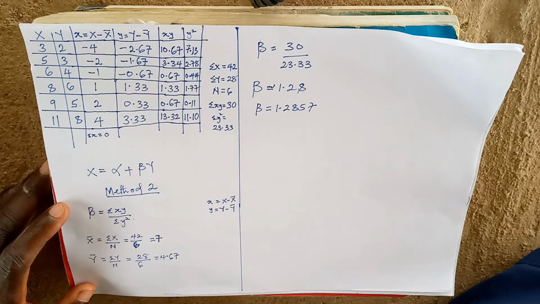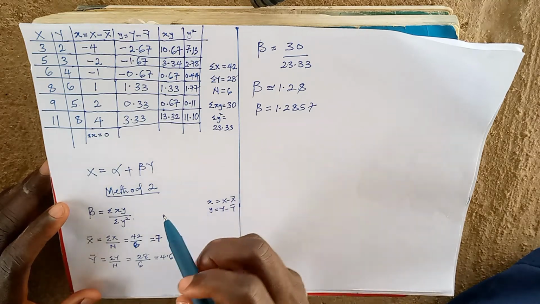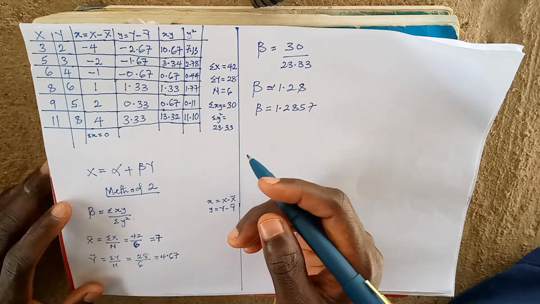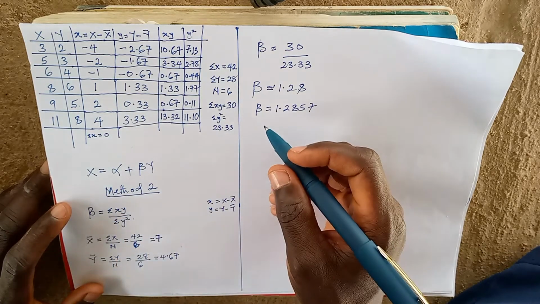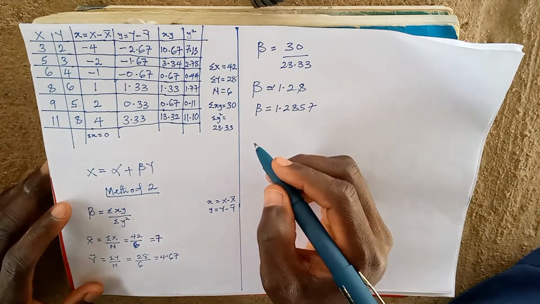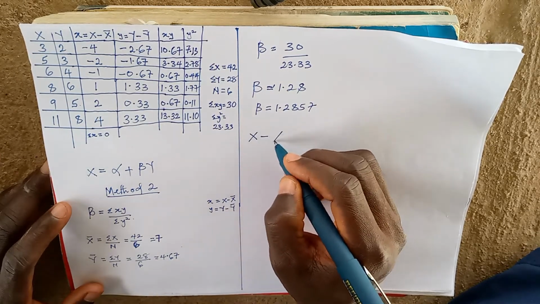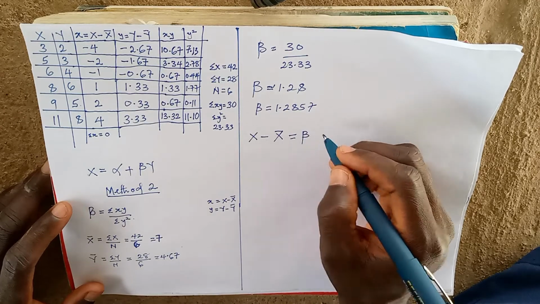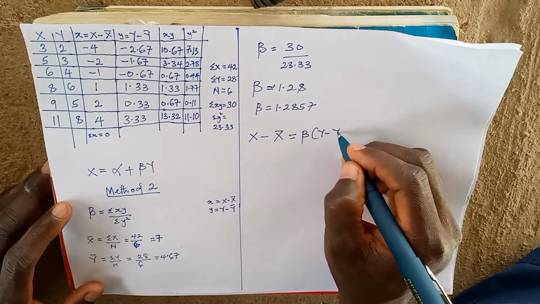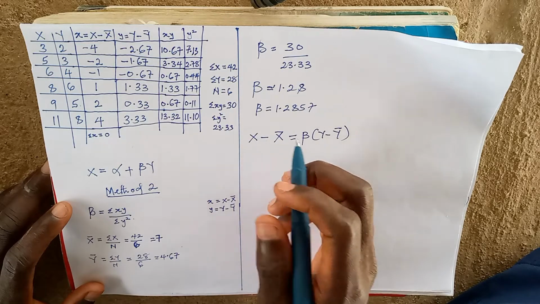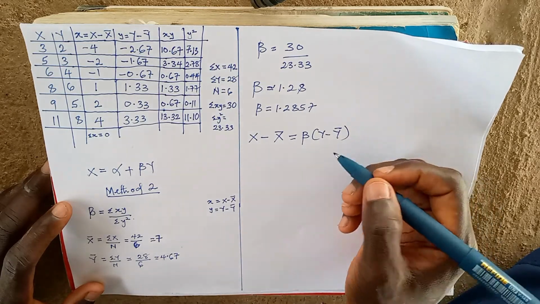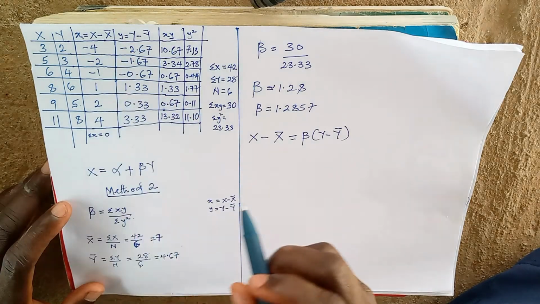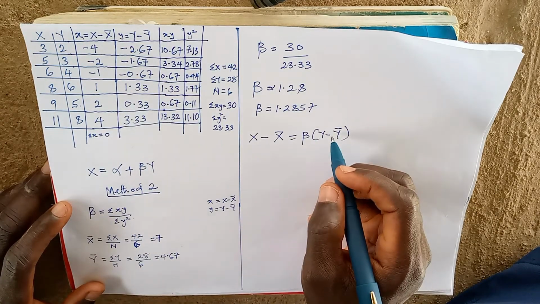Now we need to get the other coefficient, which is the alpha. And how do we get our alpha here? We are not going to use a separate formula for getting alpha, rather we are going to use a formula to get the whole thing. I will say X minus X bar equals beta into brackets Y minus Y bar. In this case we are talking about the capital X and the capital Y, and not the small letter x and the small letter y.